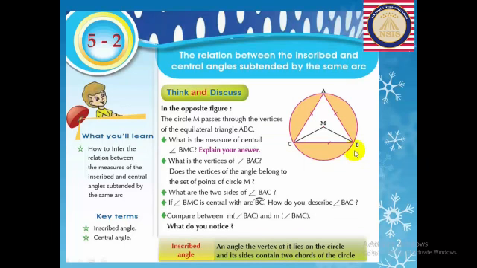Now we're going to find the relation between the central angle here and the inscribed angle here. Let's see the definition of inscribed angle. It is an angle whose vertex lies on the circle, and its sides contain two chords of the circle. Look here, AB and AC are two chords. What about the central angle? It has two radii. Inscribed angle has two chords.